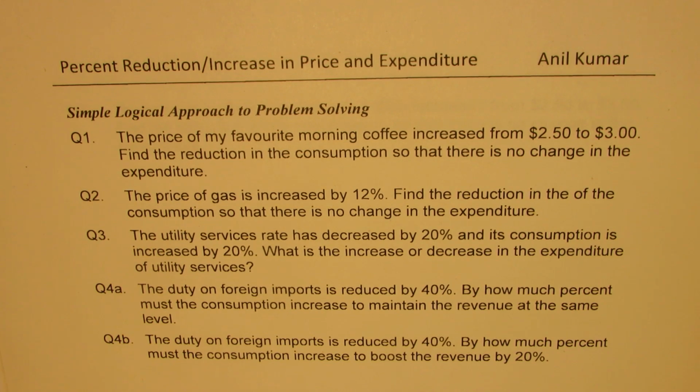Question number 4 is towards the earning of our own country. It deals with the revenue. Question number 4a is the duty on foreign imports is reduced by 40%. By how much percent must the consumption increase to maintain the revenue at the same level, right? And part B is reduction in the imports is provided mainly to boost the economy, right? Therefore, the real question is part B, which is the duty on foreign imports is reduced by 40%. By how much percent must the consumption increase to boost the revenue by 20%, right?